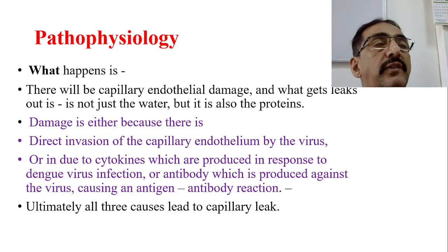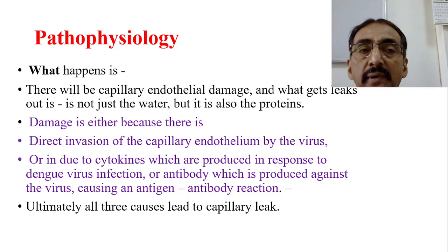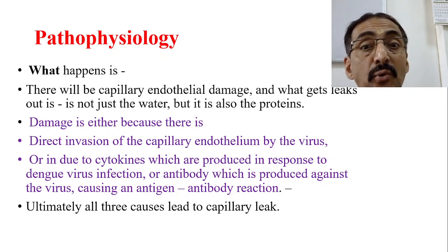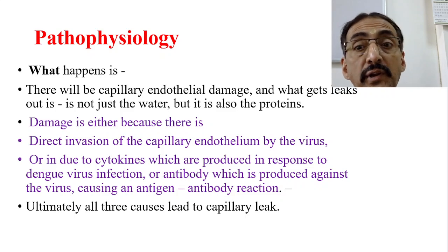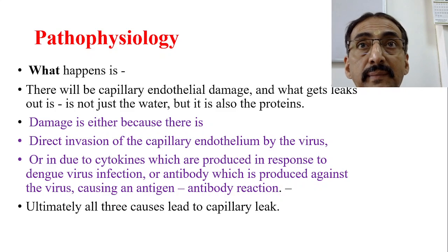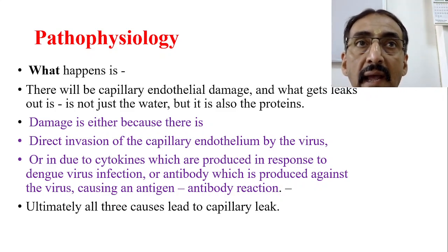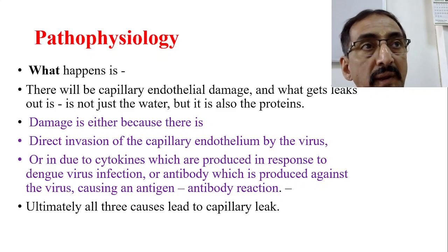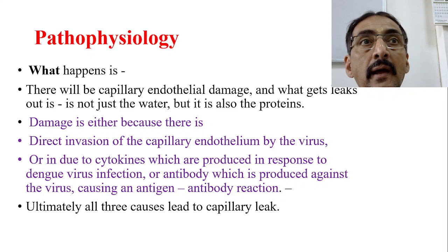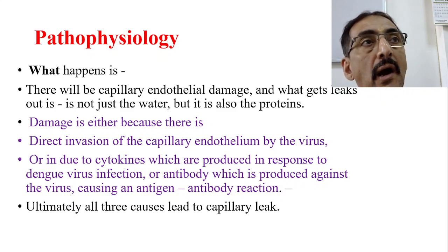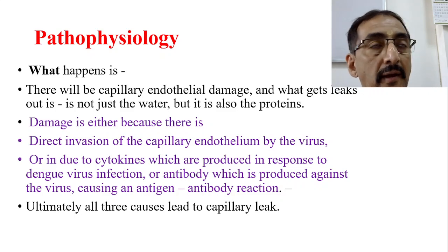Now looking at the pathophysiology of dengue fever. What actually happens is there will be capillary endothelial damage. As I explained earlier, there will be capillary endothelial damage, and what leaks out is not just water, it is plasma which contains so many proteins. See, the basic pathology of dengue fever is this: dengue virus will cause capillary endothelial damage. Because of this capillary endothelial damage, plasma goes out along with so many proteins. When it is more pronounced, the blood contents also start going out of the capillary into the extracellular space.